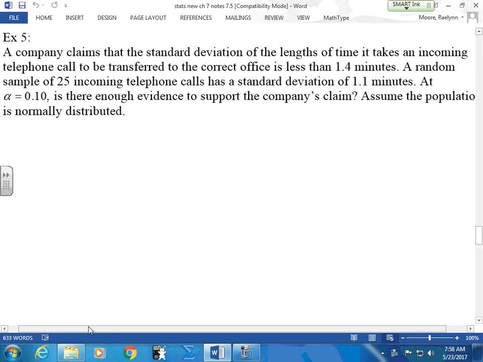Okay, so let's hit a couple more of these. We'll do one with a right tail test, we'll do one with an equal sign, and then you're going to do a couple. So a company claims, here's our claim, that the standard deviation, so what symbol for my population standard deviation do I use? Sigma. Good. Remember, I'm making a statement about a population of the length of time it takes for incoming calls to be transferred to a correct office.